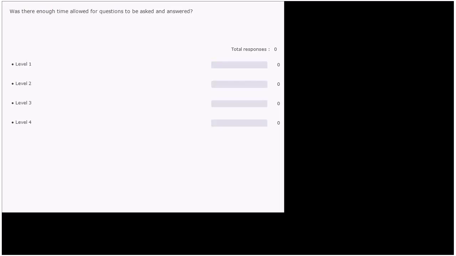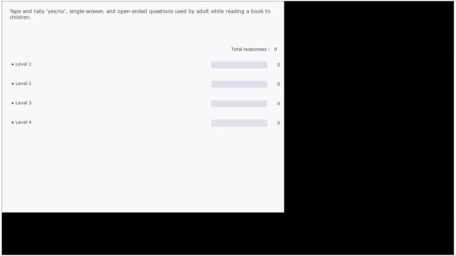Was there enough time allowed for questions to be asked and answered? That definitely, again, is participant opinion, reaction, what they think about it. Either they thought there was or they thought there wasn't. So that is a level 1 inquiry. If you said level 4, if you've got a question about this, please ask. All right, next question.